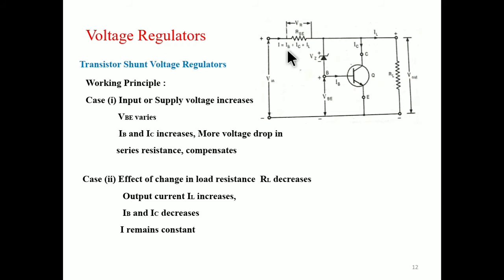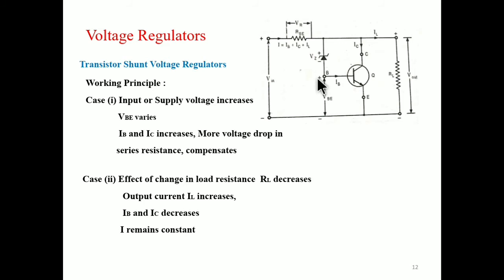What about the other one? If the load resistance RL decreases, the output current IL increases, and this increase in output current is supplied by a decrease in the base and collector currents IB and IC. Thus the input current I remains almost constant, causing no change in the voltage drop across RSC. So the output voltage Vout, being the difference of the fixed supply voltage and the series resistor drop VR, remains constant.